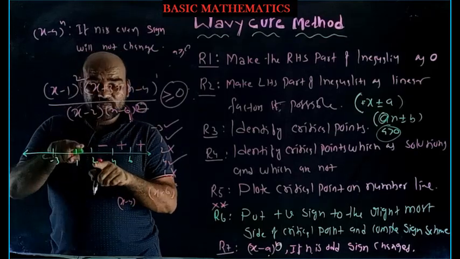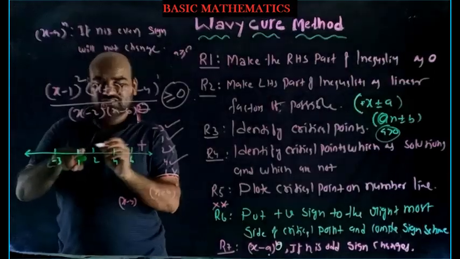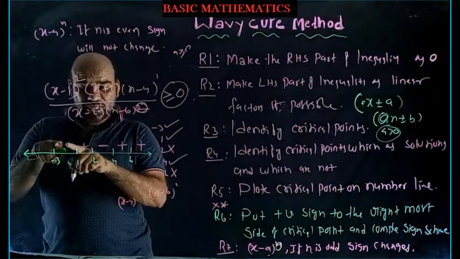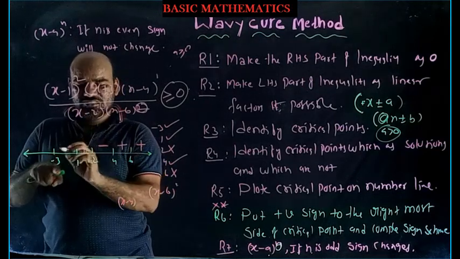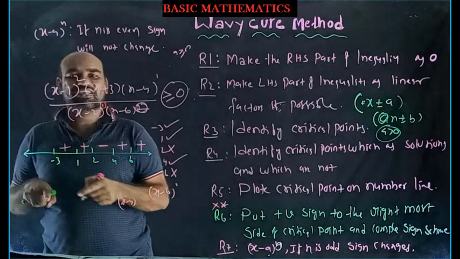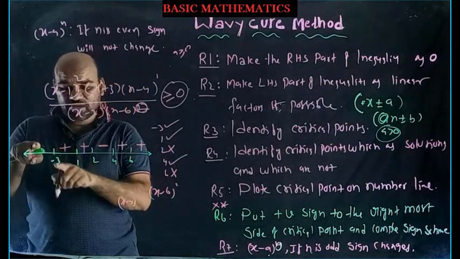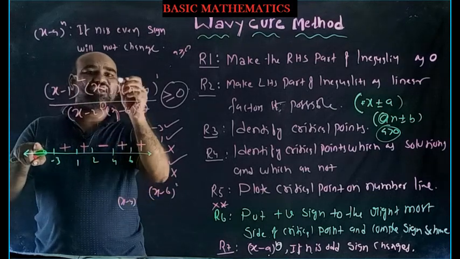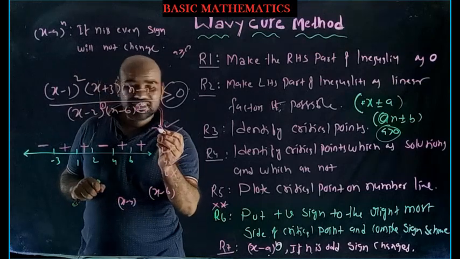Next, plus or minus depends upon the x minus 2 exponent. The x minus 2 exponent is odd, 1 means odd, so the sign will change. Here, plus or minus depends upon the x minus 1 exponent. It is even, so the sign will carry. The previous sign will carry. Here, the sign depends upon the x plus 3 exponent. x plus 3 is odd, so the sign will change.